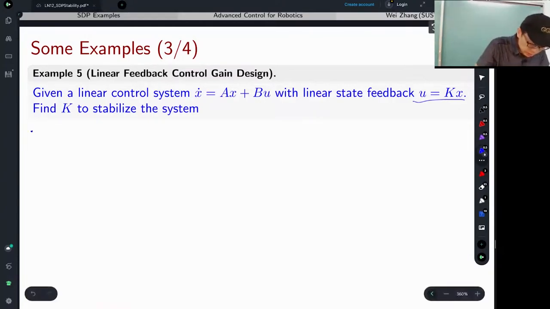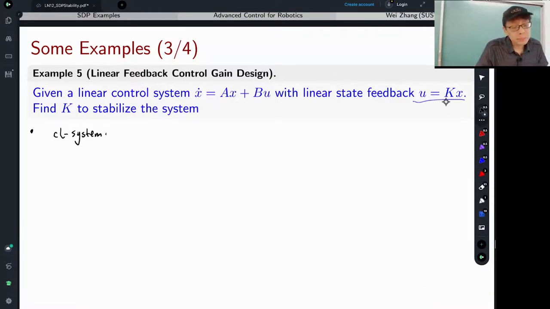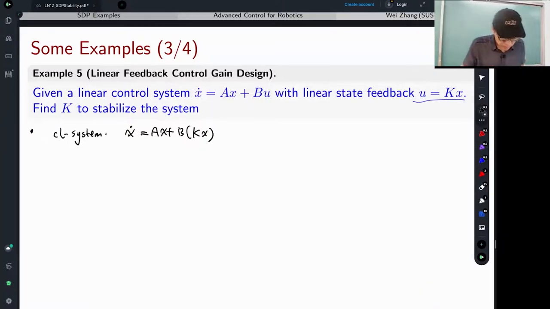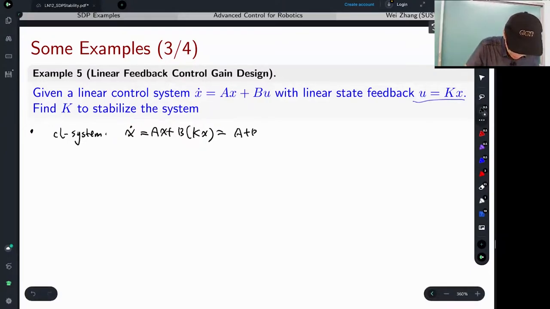Okay. Let's look at this. So let's say a closed loop system. What I mean by closed loop is that we plug this control law into the system, which has x dot equal to Ax plus Bu. U is Kx, right? That's the closed loop dynamics, which is A plus BK times x. Typically, I have a special name for it. I call it a closed loop.